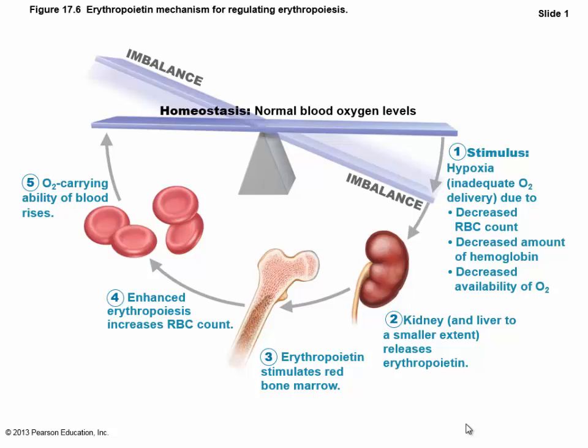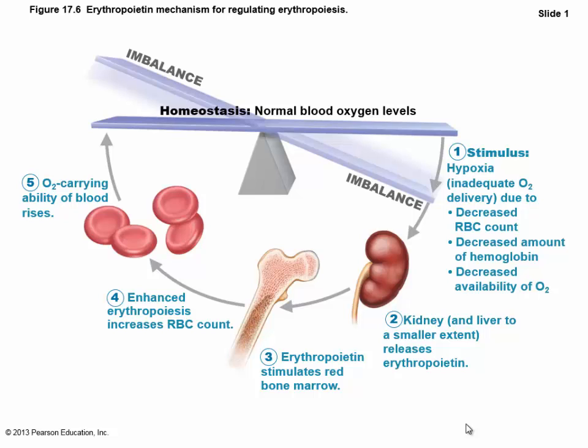So, looking at one of these homeostasis diagrams: if your oxygen level in your blood decreases, due to any of these things we just talked about, the kidneys release erythropoietin. It tells the red bone marrow, what bone is this? Okay, femur. It tells the bone marrow to start making more red blood cells. You have more red blood cells, and your oxygen carrying capacity has increased again. Is this a positive or a negative feedback?